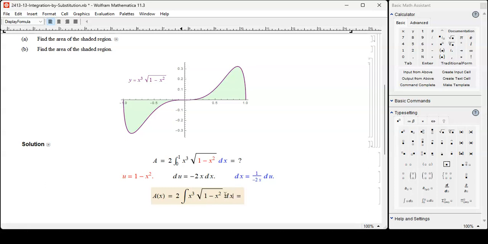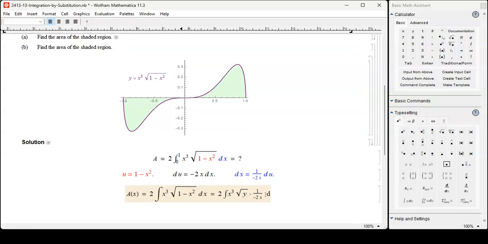And this entire thing is now, that's u, and instead of dx, 1 over negative 2x du. Excuse me, I'm using u this time. And let's do this computation. See, this is red, red, and blue, blue, and this time I'm using method number 1.